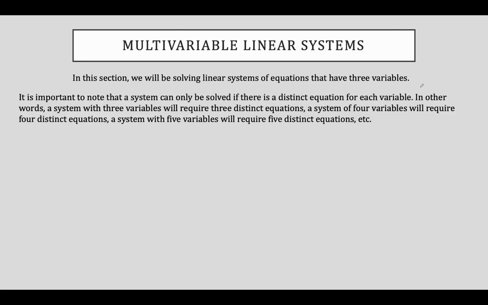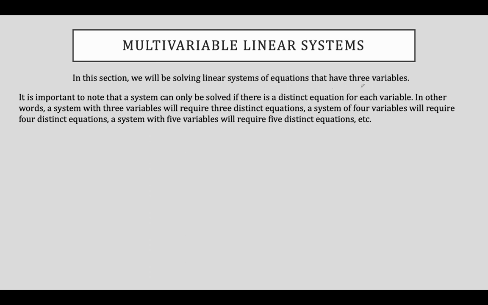It is important to note that a system can only be solved if there is a distinct equation for each variable. In other words, a system with three variables will require three distinct equations. A system of four variables will require four distinct equations. A system of five variables will require five distinct equations, and so on and so forth. So if we had 100 variables that we were trying to solve for, we would need 100 distinct equations in order to solve. Now, I'm not going to ask you to do more than three, right?